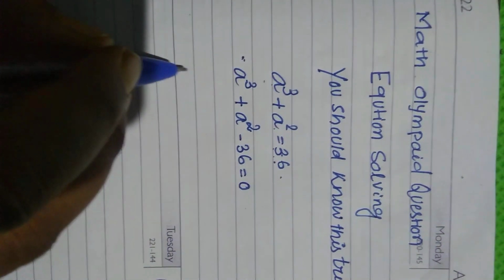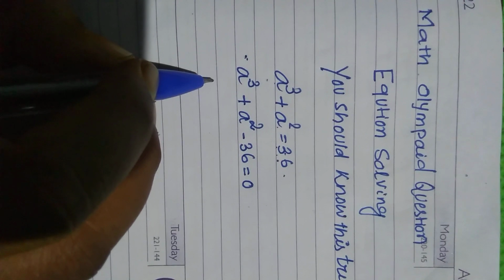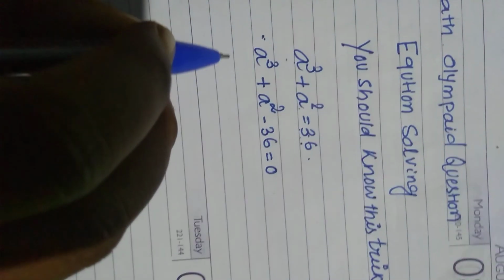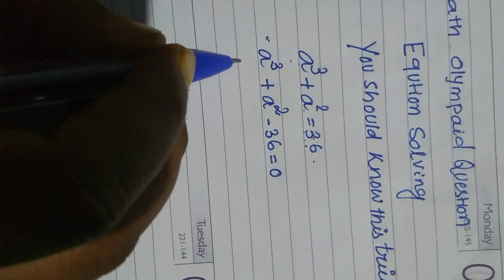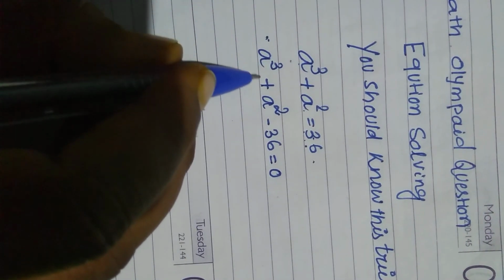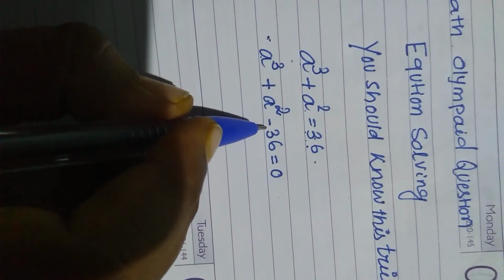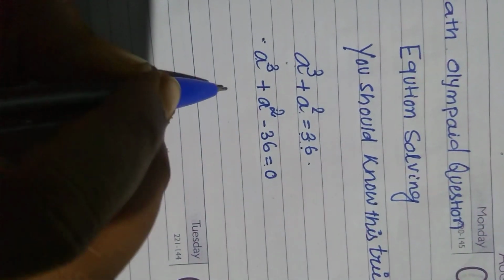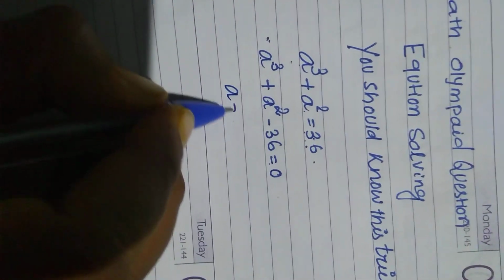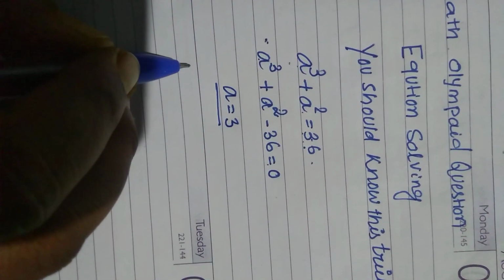Now you can use trial and error to find one factor of a. Just substitute 1, it doesn't go. 2, no. 3, let's see 3. If we substitute 3 cube plus 3 square, that's 27 plus 9 equals 36. 36 minus 36 gives you 0. So we have one factor: a is equal to 3. We got it by using the trial and error method.